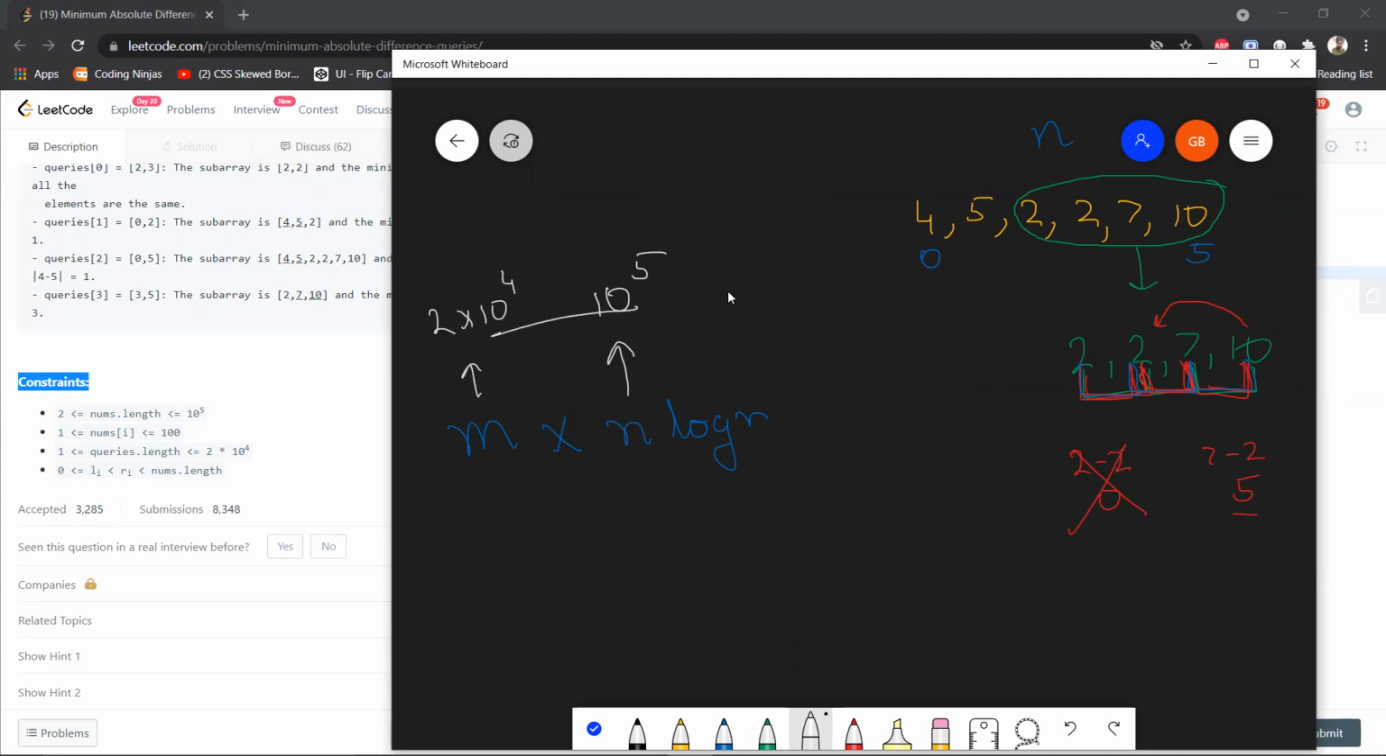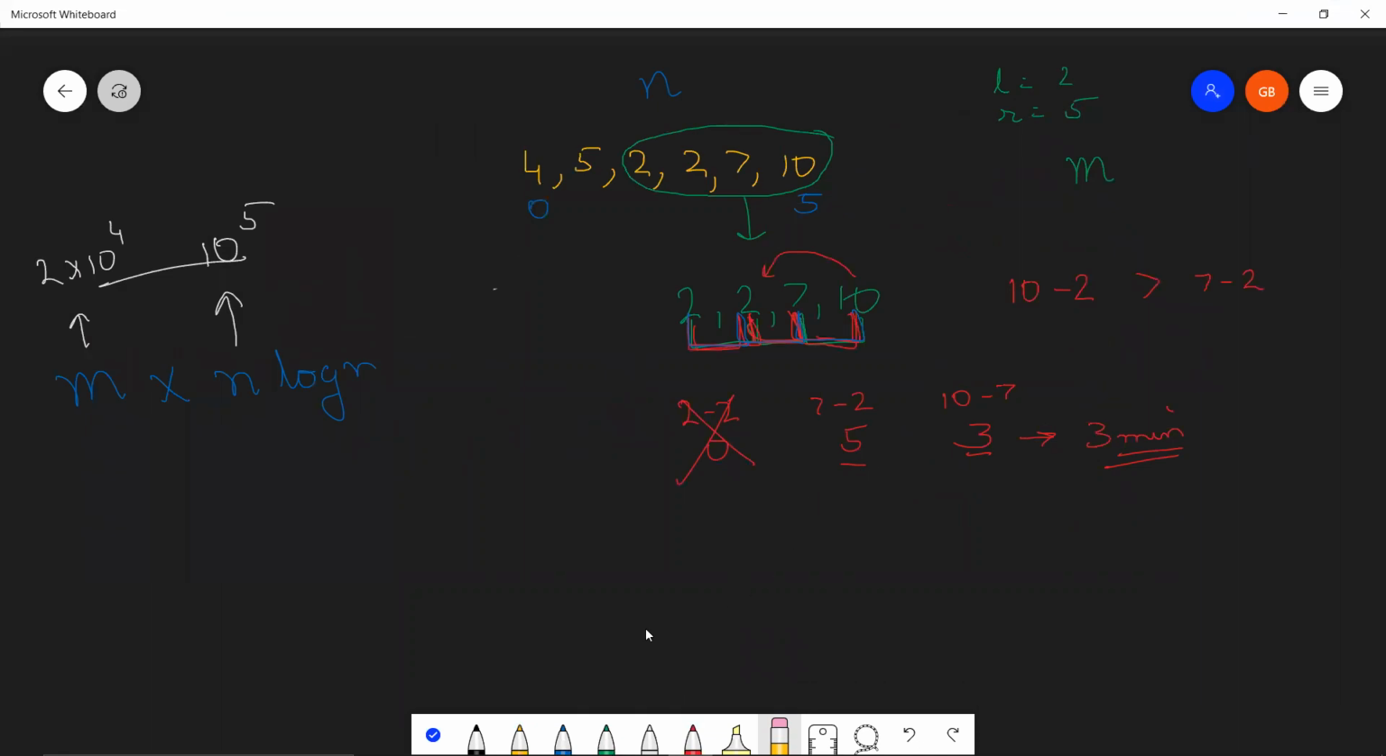And this is going to almost 10 to the power 9. And definitely it's going to exceed the 1 second mark, because 1 second can be done in 10 to the power 7, or in some cases 10 to the power 6, right? So this means that this approach is definitely going to give us time limit exceeded. So this approach is something that we cannot follow. Now we need to think about certain optimizations to this approach. Let's discuss them.